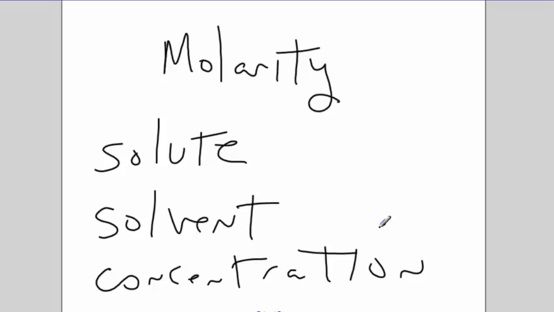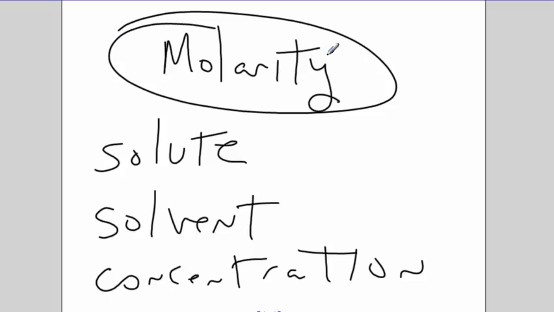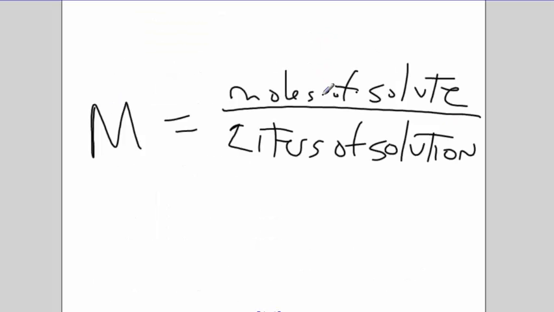There are many, many ways of measuring concentration. There's molality. There's parts per million. There's parts per billion. But the one we are going to talk about is molarity. That is by far the most common method of measuring concentration. Now, the definition of molarity: moles of solute over liters of solution.